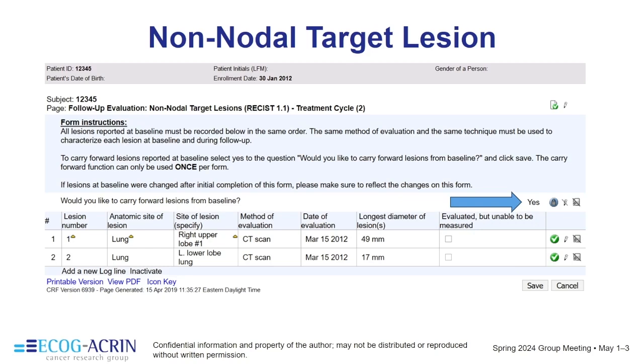So let's say that you entered your baseline, you then carried forward your target lesions from baseline, but let's say you accidentally added too many lesions. Let's say you did report that third lung lesion as a target lesion. And you then go back and change baseline to remove it. If this form had already been rolled out and you already moved it forward, you would then have to amend this form as well. So please keep that in mind. If you change information at baseline and have already rolled out follow-up forms, you may have to manually go in and change the follow-up forms.